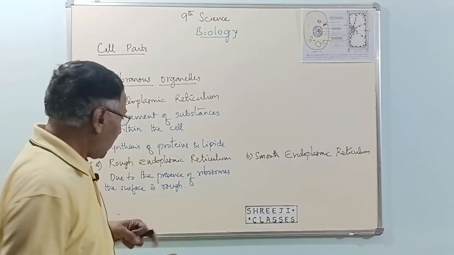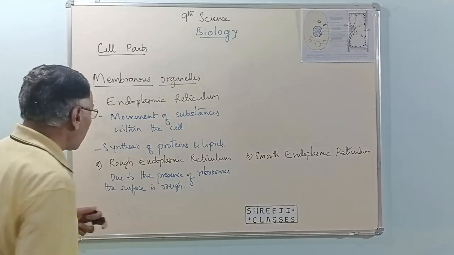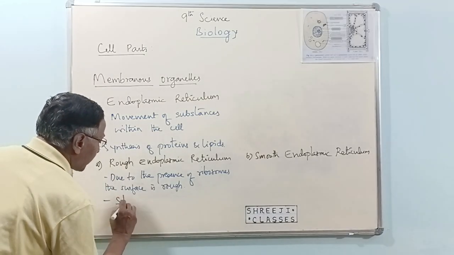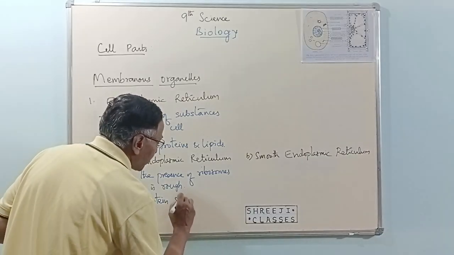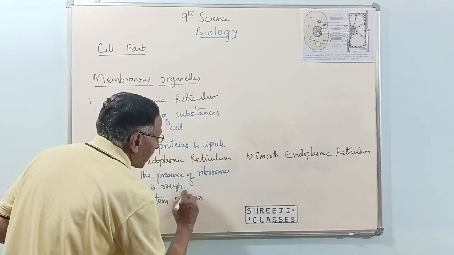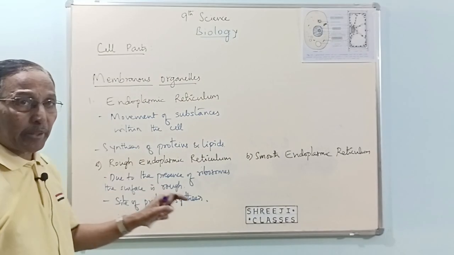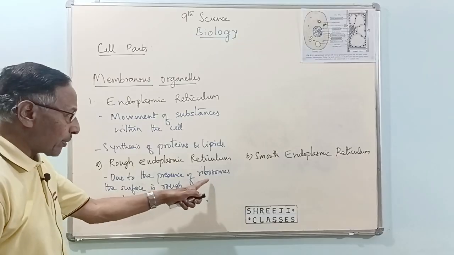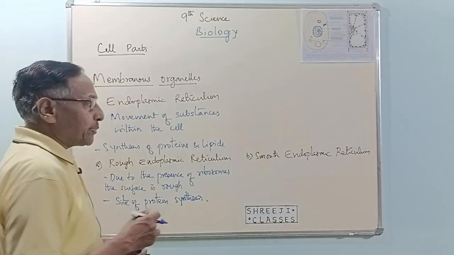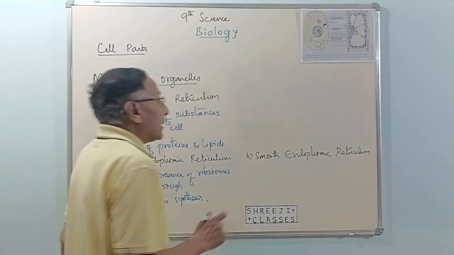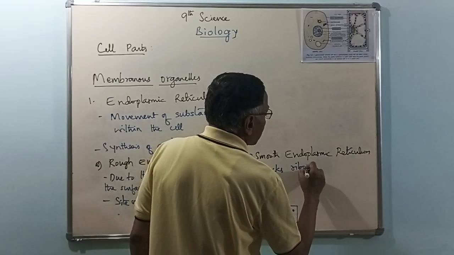And what is its function? What is the function of ribosomes? The function of ribosomes is protein synthesis. That's why it is the site of protein synthesis. The synthesis of proteins takes place in the rough endoplasmic reticulum because rough endoplasmic reticulum contains ribosomes. Right? Now, smooth endoplasmic reticulum, what does it do? It doesn't have ribosomes, so it lacks ribosomes.